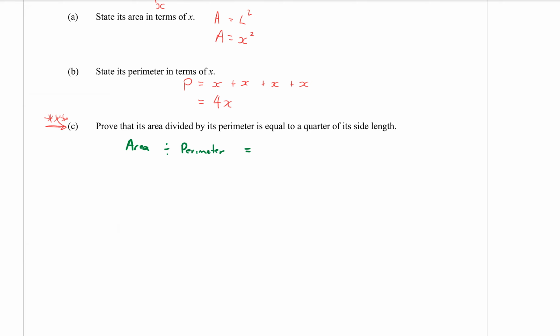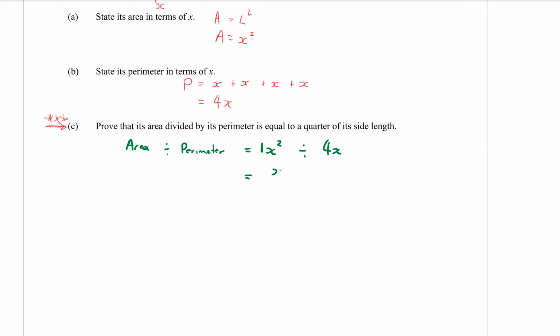What did I find the area to be? What was area? Area equals x squared. Then it says divide. What was the perimeter equal to? 4x. Very good. I want to divide those two things. We know how to divide stuff. I don't really want to divide, that would be a 1. 1 divided by 4 doesn't go so nicely. So when that happens, we rewrite it as a fraction.